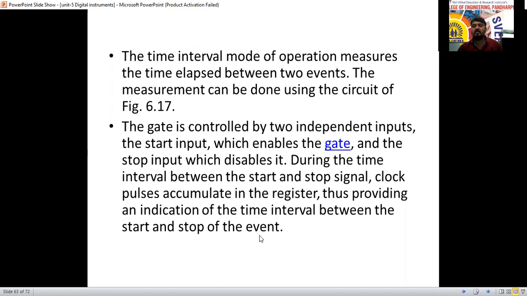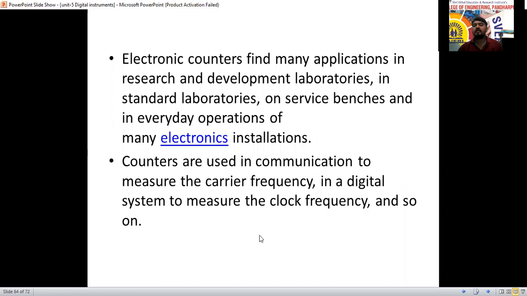Whatever values it stores in the accumulator between the start and stop operation, the electronic counter finds and displays. That is the time interval during the start and stop operation. The electronic counters find many applications in research and development laboratories, commercial companies, and standard laboratories, on service branches, and in everyday operation of many electronic installations. Wherever an electronic installation is there, we use one type of counter or another.